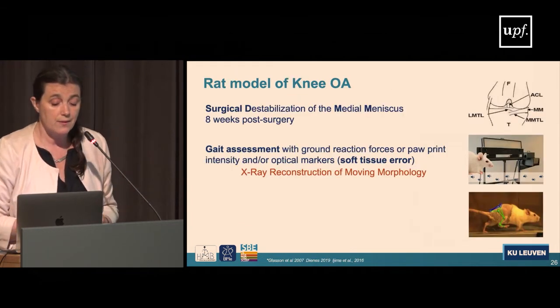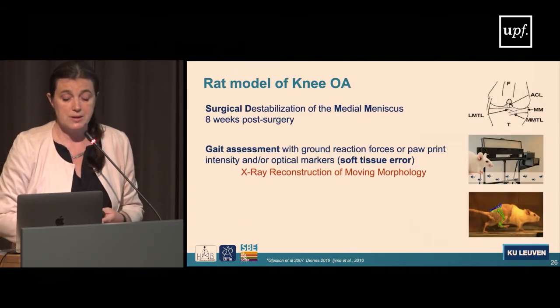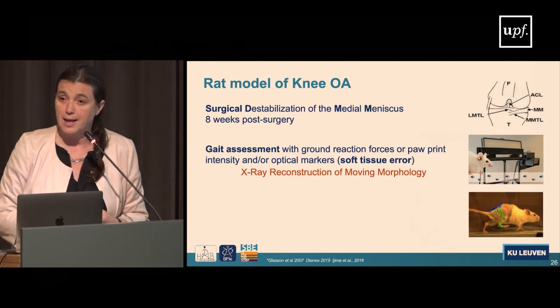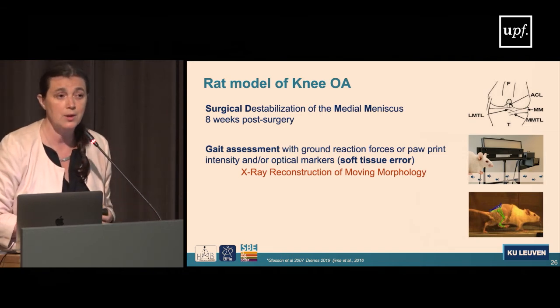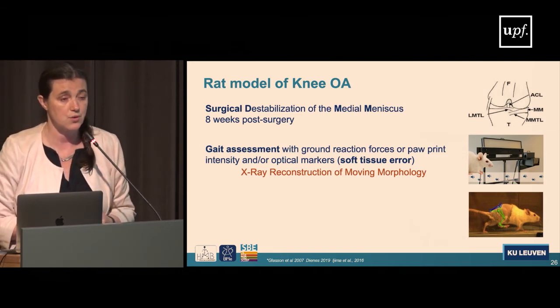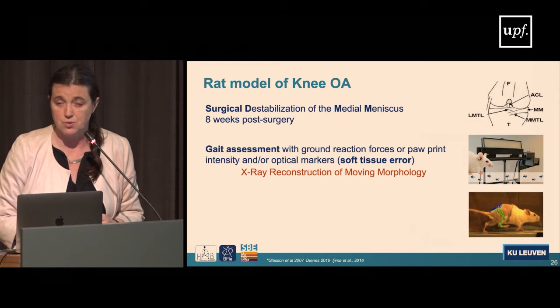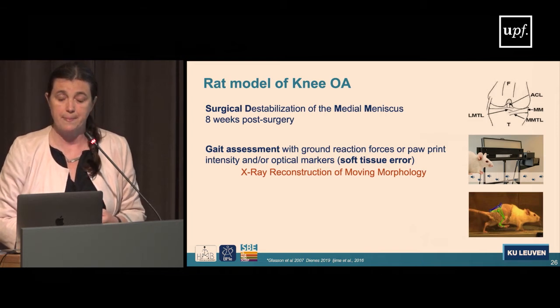So in the rat, we use a surgical technique in which we destabilize the medial meniscus, and we know that 8 weeks after surgery, we have established osteoarthritis in these rats.